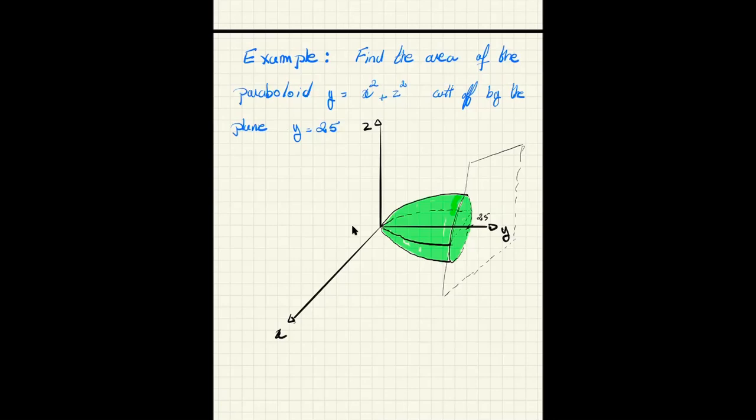But here is an easier one. When you project on xz, it's much easier. The reason is this. When you project on xz, you will have this circle here, exactly the same circle.